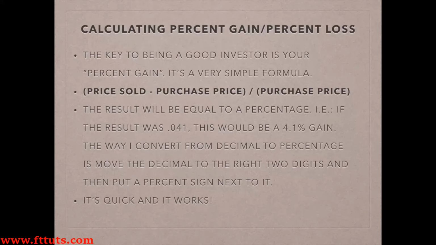So let's put my Netflix example into action. $211 minus $54 divided by $54 equals 2.907. Move the decimal point to the right 2 and we get 290.7%. Not bad for a year.